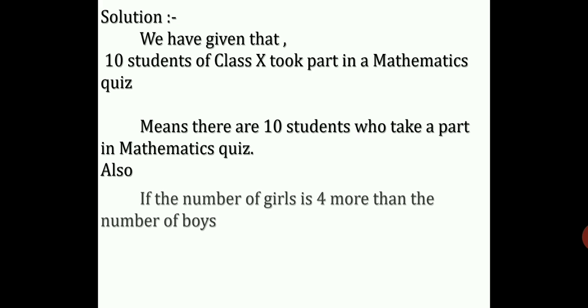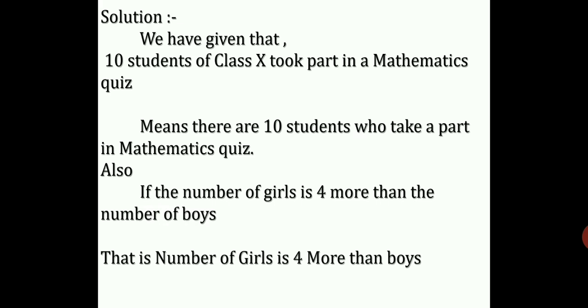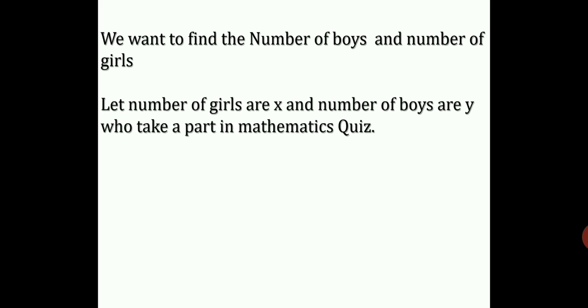What are we given? There are 10 students in a class, and the second condition is that the number of girls is 4 more than the number of boys. Using this information we make algebraic equations. Let us find the number of boys and the number of girls. These are the unknown quantities. We take variables: the number of girls is x and the number of boys is y. We have two unknown variables here.